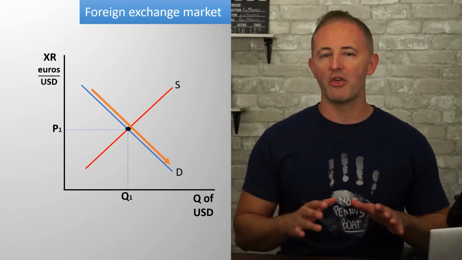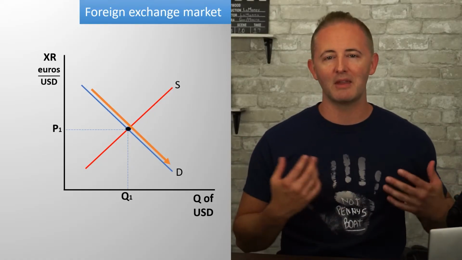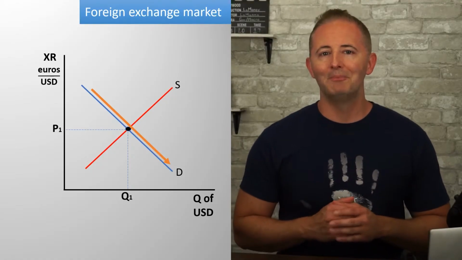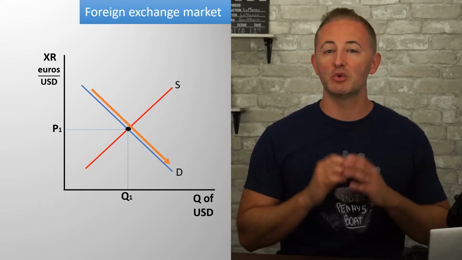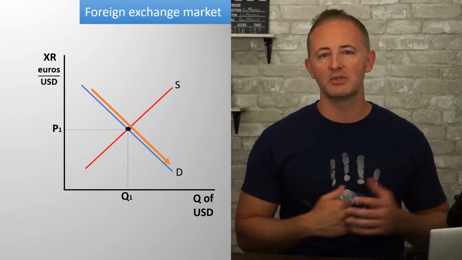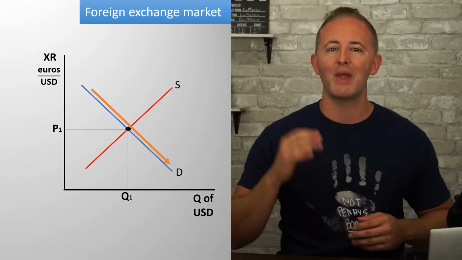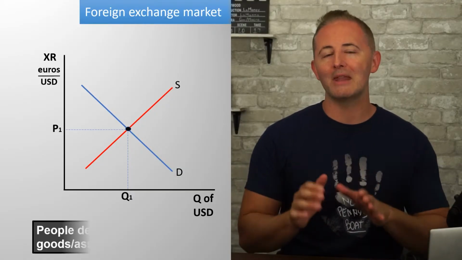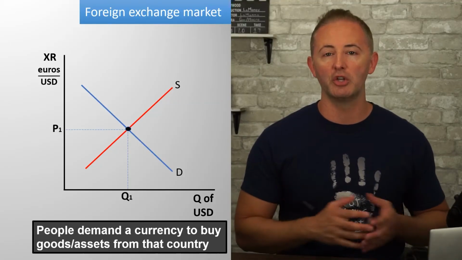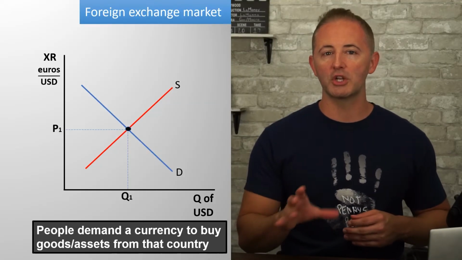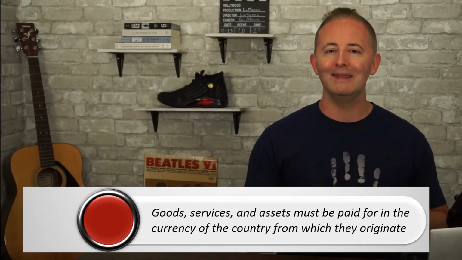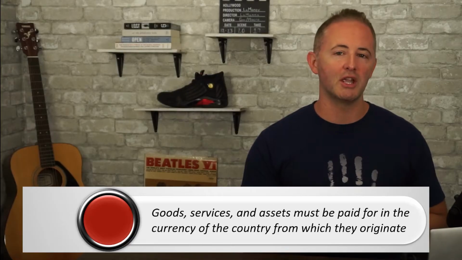The really important question, though, is why do people supply and demand a currency? In the next video, we're going to go over things that shift both of those curves. But if you can really internalize the reason why we supply and demand currencies, you won't need to worry about memorizing those determinants at all, because this really tells you everything you need to know. People demand a currency so that they can buy goods, services, or financial assets from another country. The key assumption of the foreign exchange market is that goods, services, and assets must be paid for in the currency of the country from which they originate.